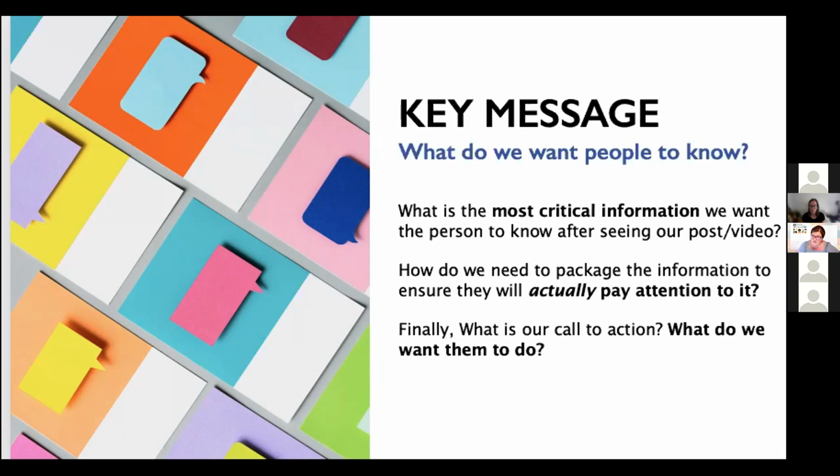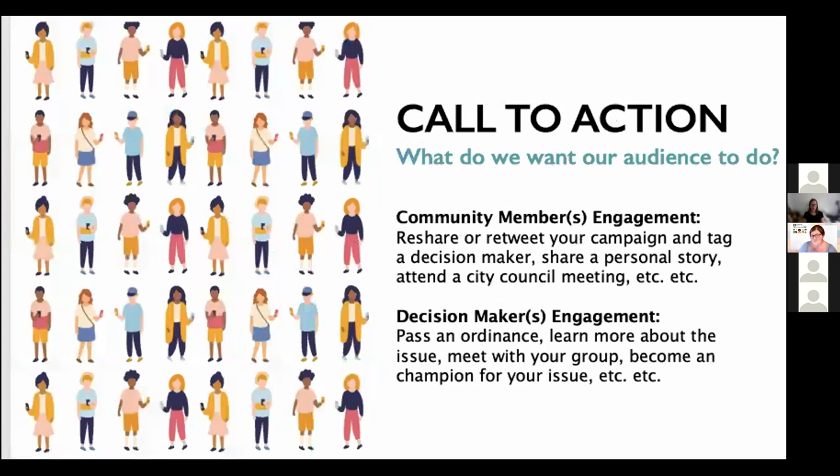And then also, we always want to be thinking, especially when we're doing an advocacy campaign, because that's what creates that direct engagement, about what we want them to do. And that is our call to action. Some examples of that call to action piece, which again is what we want our audience to do. If we're talking to a community member, it could be something like resharing your campaign media, retweeting it and tagging a decision maker. Maybe it's sharing a personal story. We do that a lot with tobacco, how it's directly impacting you in the community. Maybe it's asking them to attend a city council meeting.